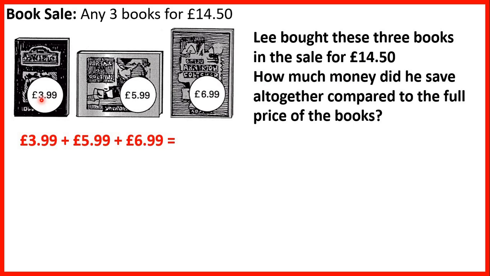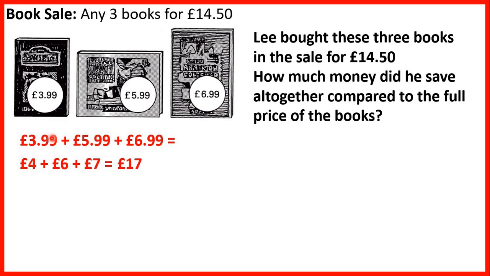So we can work out £3.99 plus £5.99 plus £6.99. Now we could use column addition for this, but because we have prices which are only 1 pence less than the next pound, what we can do is round up. So £3.99 is just 1 pence less than £4, £5.99 1 pence less than £6, and £6.99 1 pence less than £7, and 4 plus 6 plus 7 is 17.